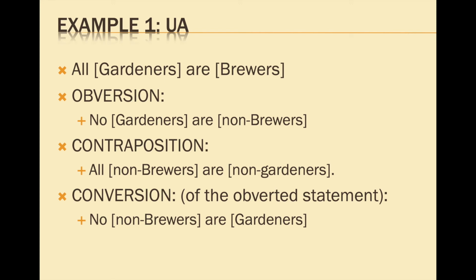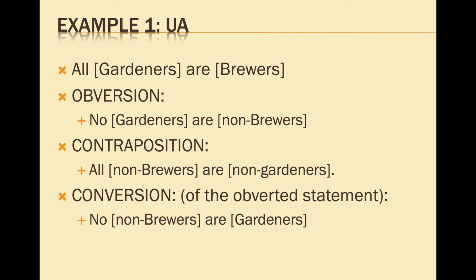And we can go back to that original statement, all gardeners are brewers, and we can contrapose it because you can use contraposition with a universal affirmative. In that case, we change the quality of both terms and then convert the statement. So we end up with all non-brewers are non-gardeners.